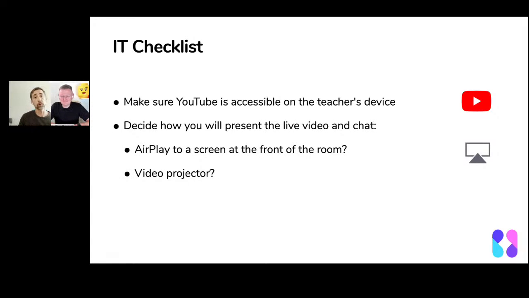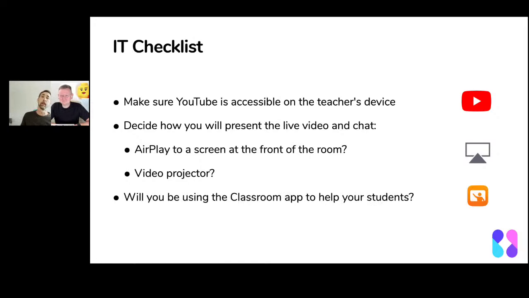You want to decide how you're going to present this live video in the class, whether you AirPlay it to a screen at the front of the room or you video project it. We highly recommend presenting the video stream at the front of the room and having the students working on their iPads with Swift Playgrounds on the exercises or on the unplugged coding activities. You also want to decide if you're going to be using Classroom to help your students. It's a great way to look in on what playgrounds the students are working on, whether or not they're stuck. Great way to identify if anybody needs any additional help in addition to the stuff that we'll be doing on screen.